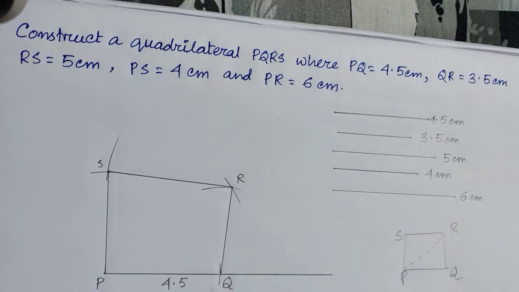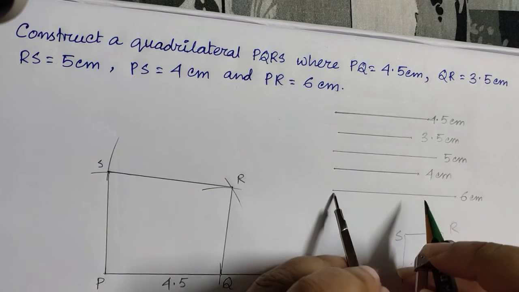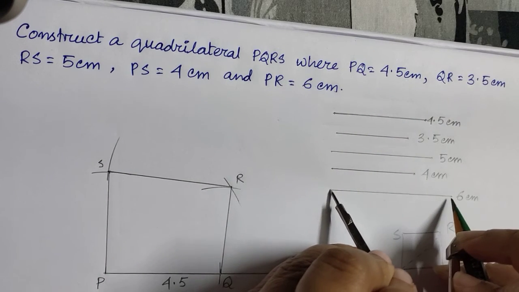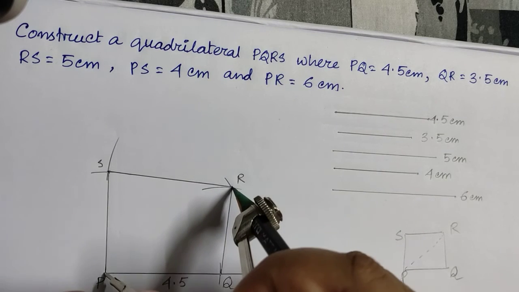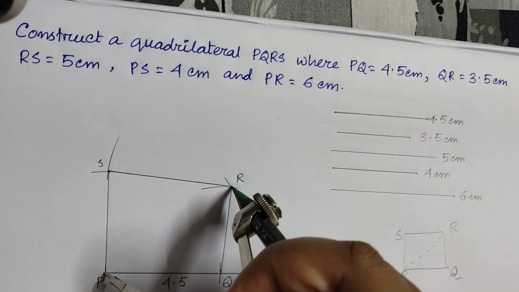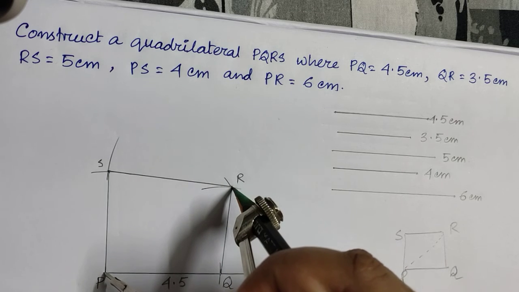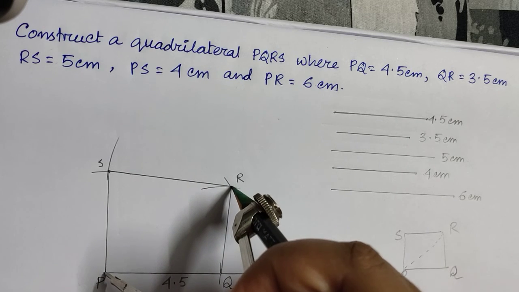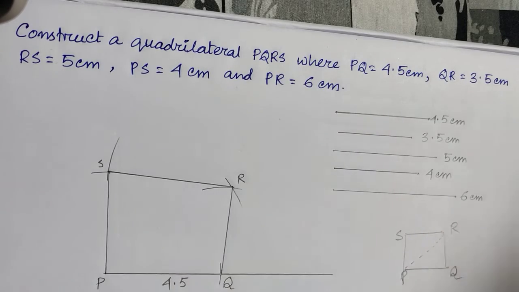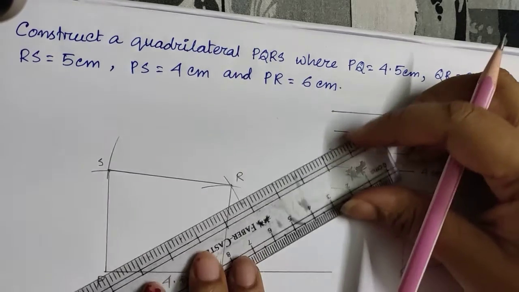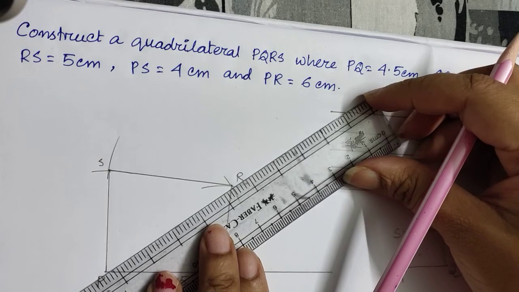Then PR, that is 6 centimeter. So see, at this point our drawing is totally correct. The value of PR is 6 centimeter, which is equal to this one, right, and this one. So join this PR. This is your diagonal.